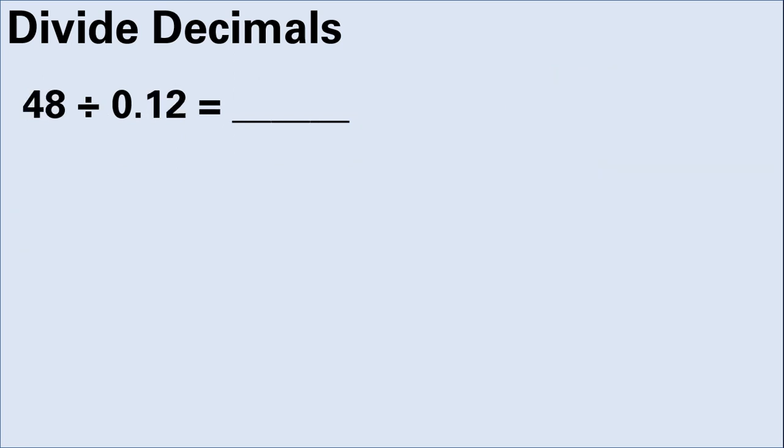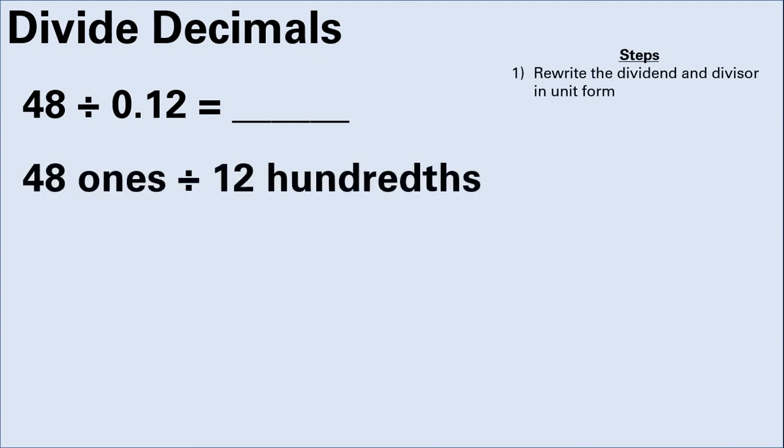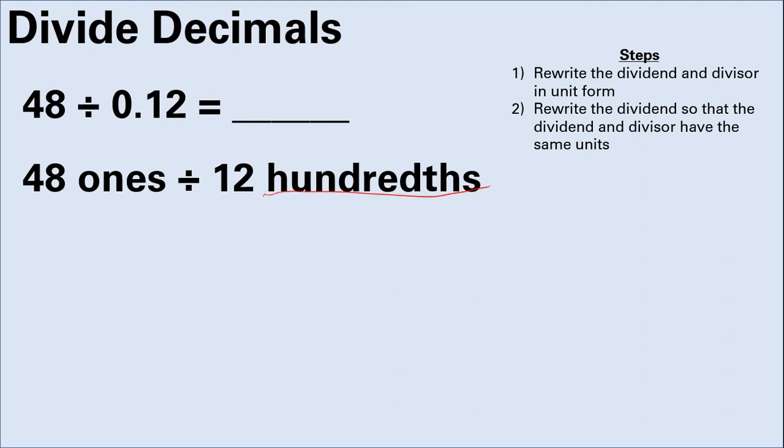Now let's divide 48 divided by 12 hundredths. First thing we're going to do is rewrite the dividend and divisor in unit form. We have 48 ones because the 8 is in the ones place, and 12 hundredths because the 2 is in the hundredths place. Now we're going to rewrite the dividend so that the dividend and divisor have the same units. The divisor is in the hundredths place. So we want to rewrite 48 ones in hundredths.